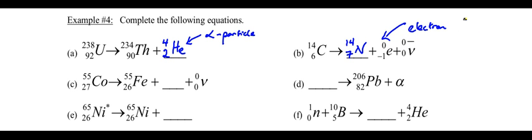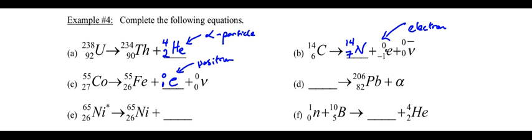Okay, next one. We have cobalt that is decaying to Fe, which is iron. And we see that the number on top is not changing, so this is just a 0. But on the bottom, we have 26, so we have to have 1 on the bottom here. So you have 26 plus 1 gives you 27. And this is a positively charged electron, which we call a positron. So in this case, we have a situation of beta positive decay. The last one was beta minus decay.